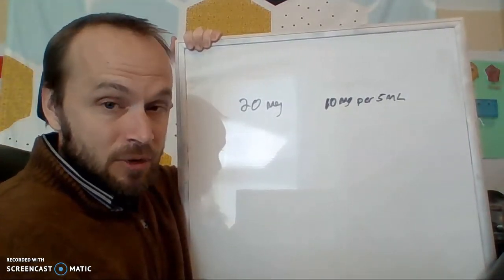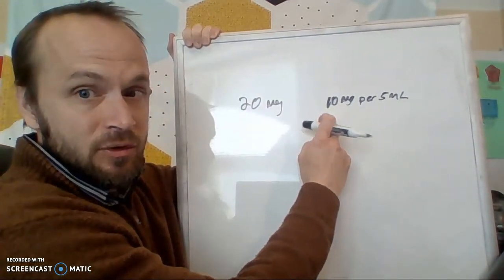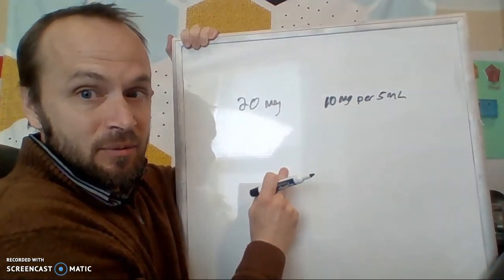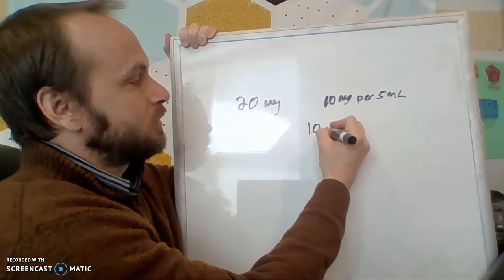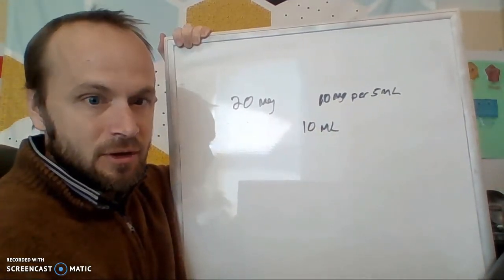Okay, how many milligrams? Well, 10 to 20, it's just 2 times 2, right? So we got to times the dosage that we are going to give them by 2. So 5 times 2 is 10 milliliters. Okay. So some of these you don't have to set up this whole long process. You can just kind of figure it out in your head.